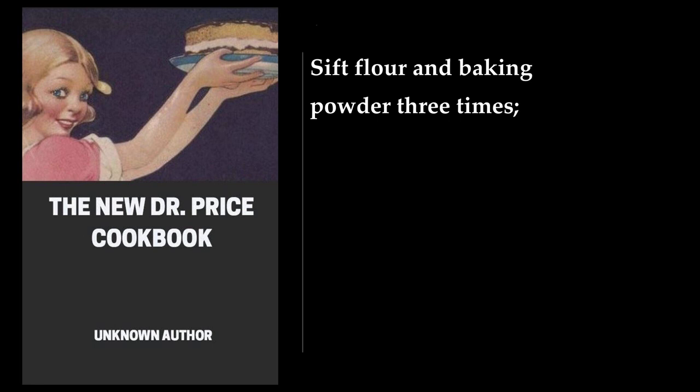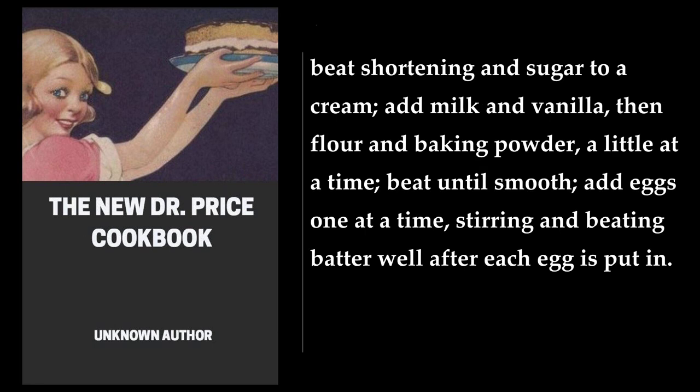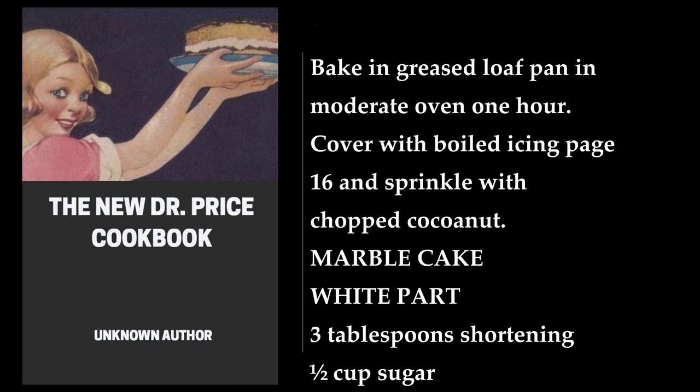Sift flour and baking powder 3 times. Beat shortening and sugar to a cream, add milk and vanilla, then flour and baking powder, a little at a time, beat until smooth, add eggs 1 at a time, stirring and beating batter well after each egg is put in. Bake in greased loaf pan in moderate oven 1 hour. Cover with boiled icing, page 16, and sprinkle with chopped coconut.